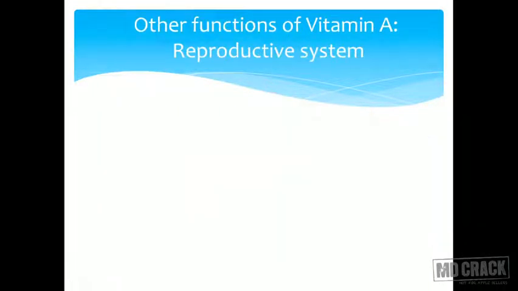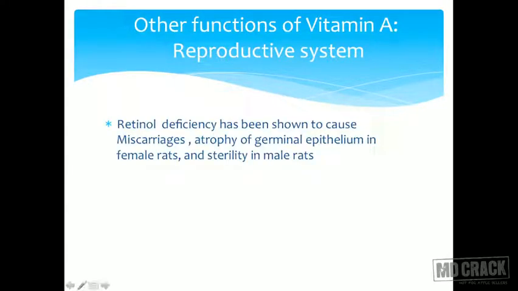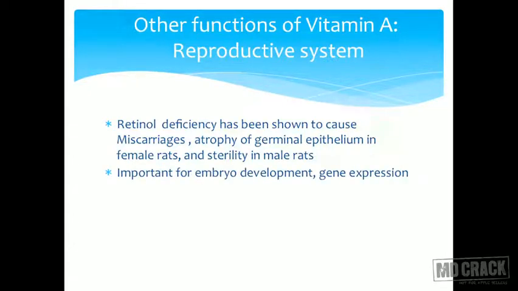Other functions of vitamin A, it is also involved in the reproductive system. It has been shown that retinol deficiency causes miscarriages, atrophy of germinal epithelium in female rats and also causes sterility in male rats. This is mainly seen in animal studies and it is not so much seen in human beings, but it is supposed to be important for embryo development and gene expression.